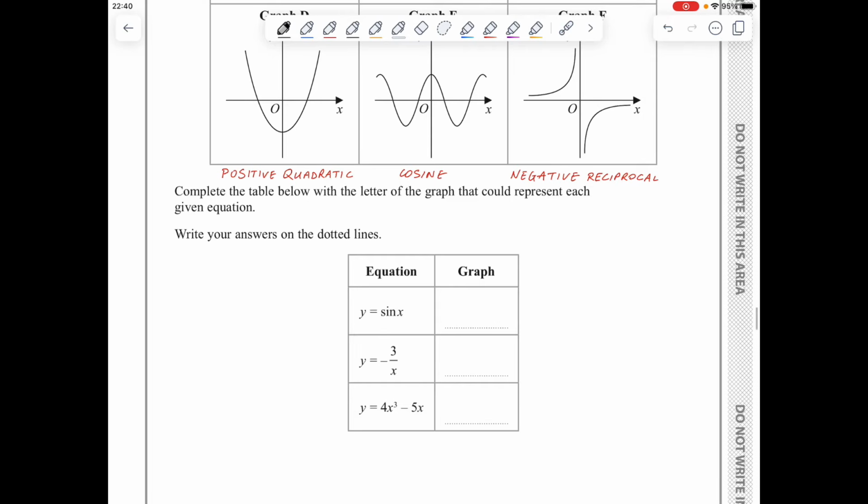Then I'm given 3 equations and I need to match each equation to a graph. The sine graph, as I said before, is graph C. y equals minus 3 over x is a negative reciprocal, that is graph F. And y equals 4x cubed minus 5x is a positive cubic, which is graph A.